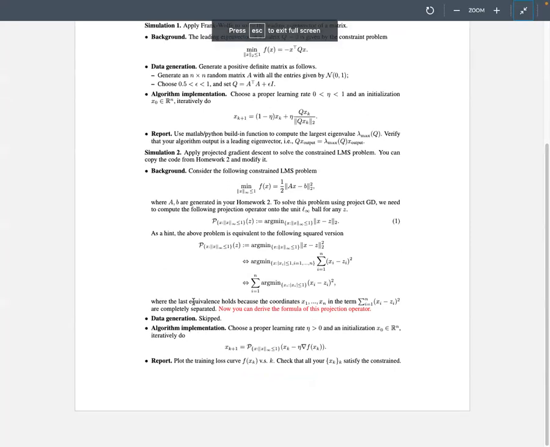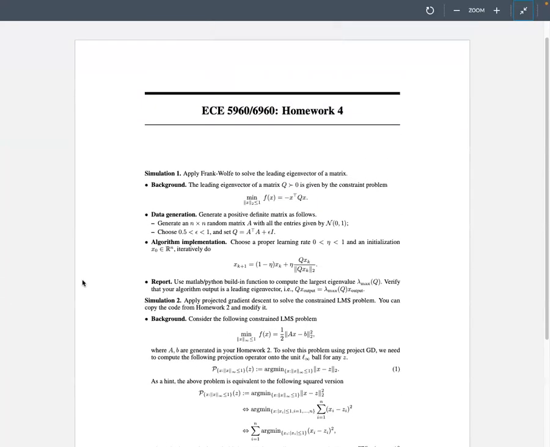Yeah, I'll just briefly talk about this. There are two simulations. One simulation comes from the lecture notes where we are looking at computing the eigenvalues, leading eigenvector of a matrix. You just follow the instructions to generate a positive semi-definite matrix and follow the algorithm to implement it. So I think simulation 1 is pretty straightforward.